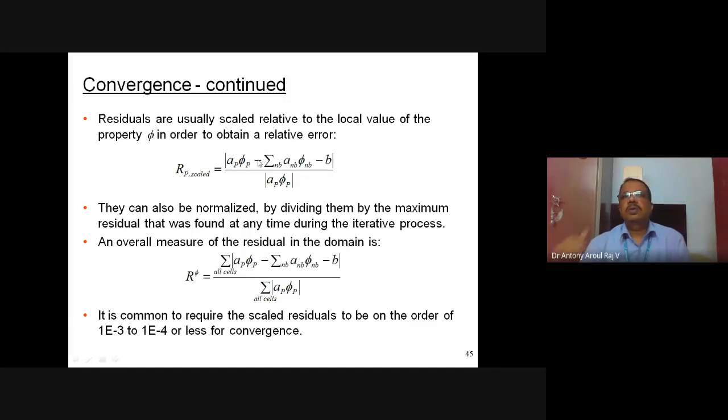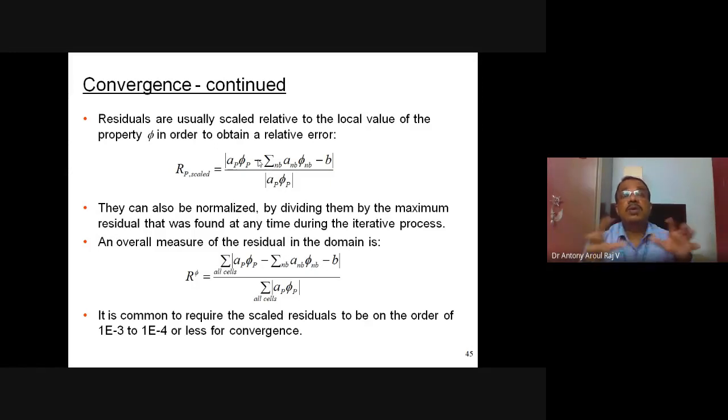And if you are smart enough, you will know that now you have seen in the residue only one curve is coming. For continuity, one curve is coming. For x momentum, one curve is coming. For energy, one curve is coming. But in the domain, how many values are there? So now you have split the domain. Almost around 1 lakh divisions we will be having in our CFD problems.